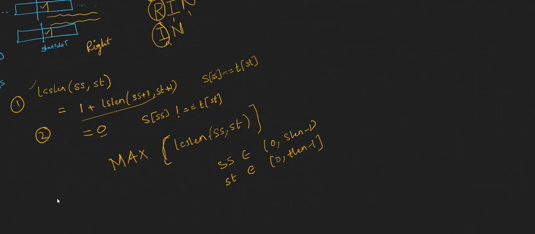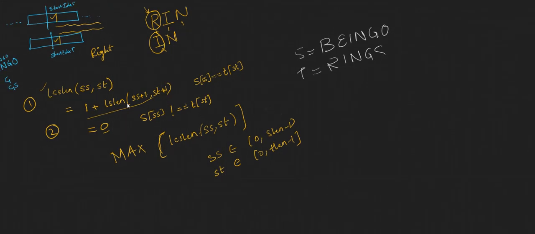So our strings: S is "rings" and T was "ring"... rings? It was rings. Now looking at this, which cases are easy to fill in our table?